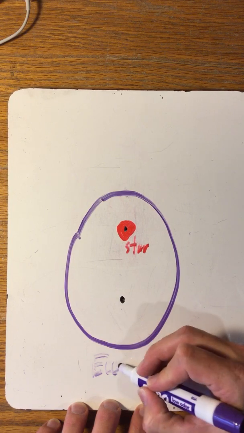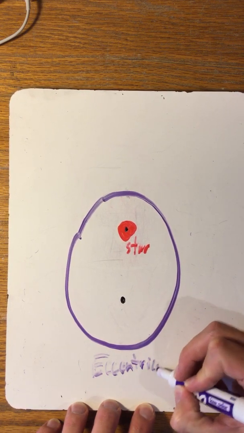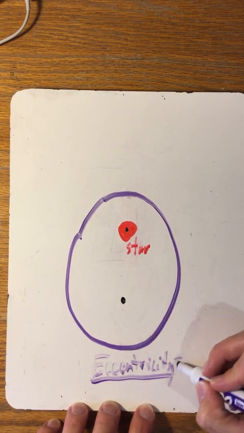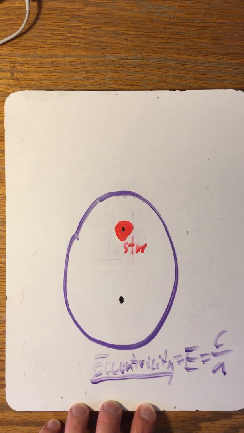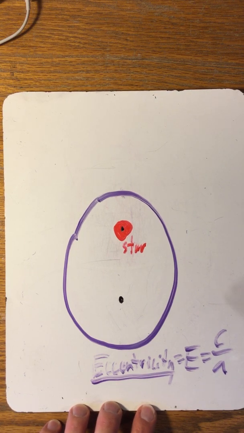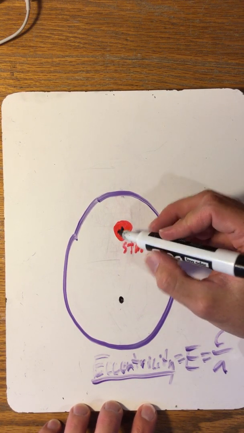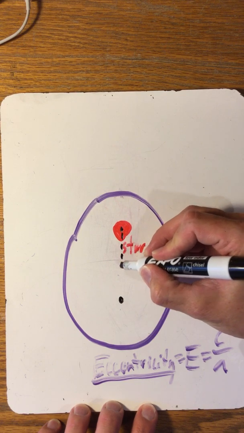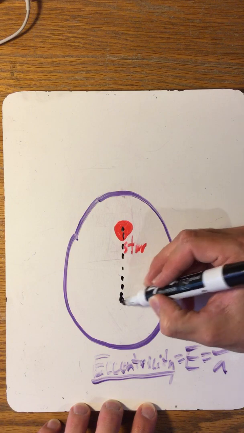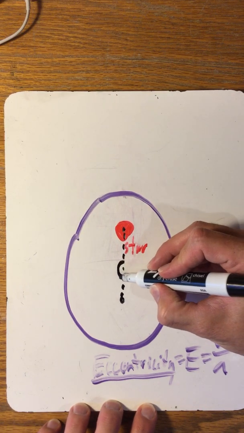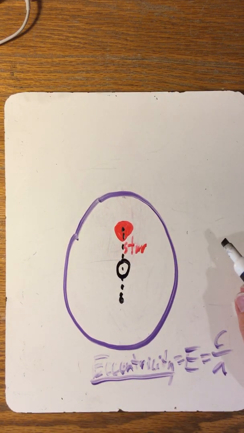So eccentricity, and we calculate it as E equals C over A. And so the C value, the first thing you need to do is find the center, which in this case is the halfway point between the star and this gravitational point. So I'll draw that right there. That's the center of our ellipse.